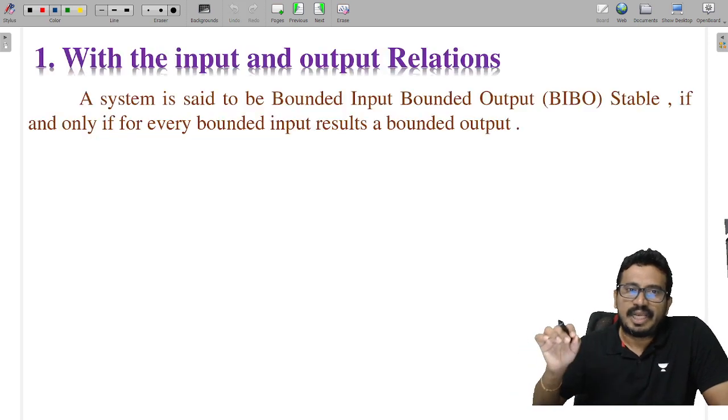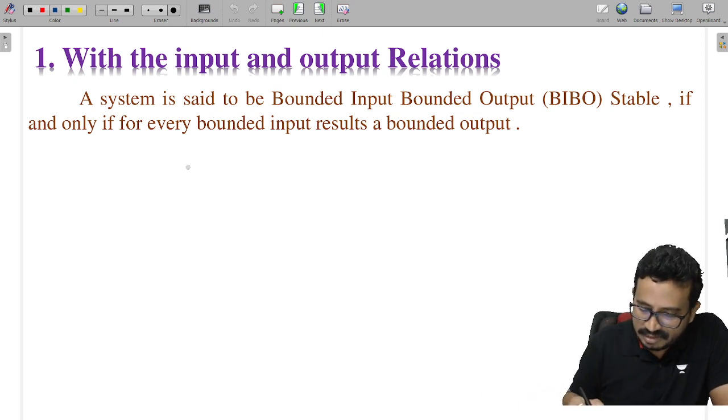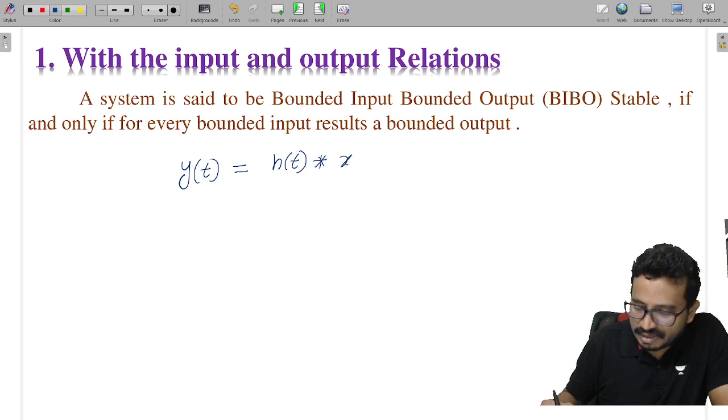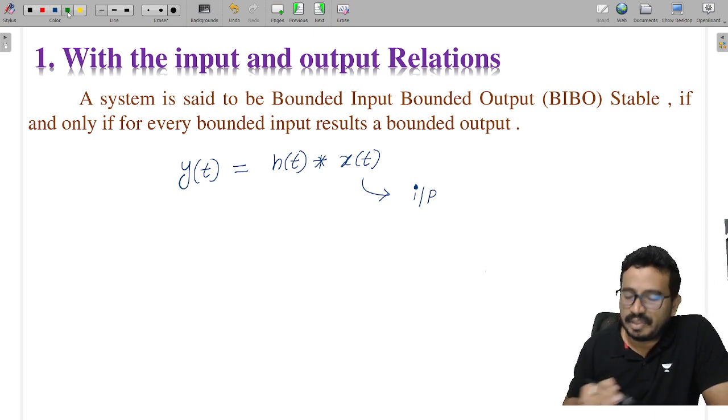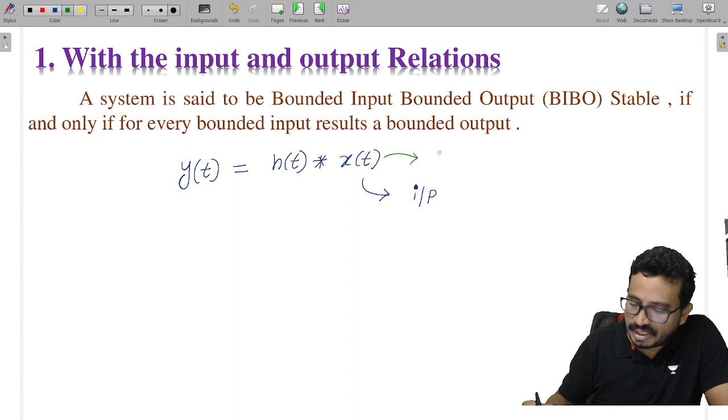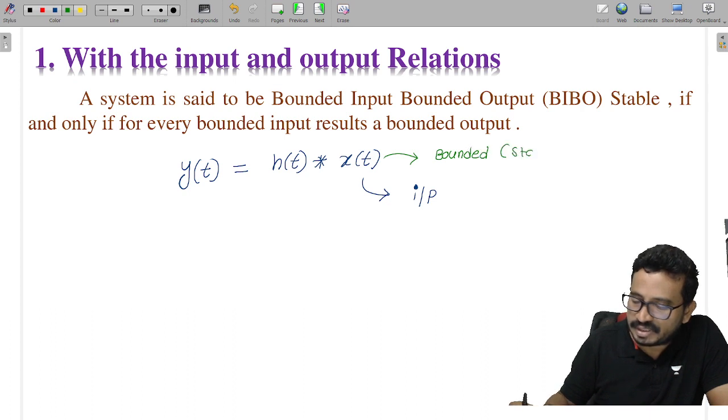First one, with the help of the input output relations. Here, as we have seen, the output of the system y(t) is given as h(t) convolution with x(t). Here x(t) is an input signal, which we take as a bounded signal, that is, a finite signal. Bounded signal, finite signal, stable signal.